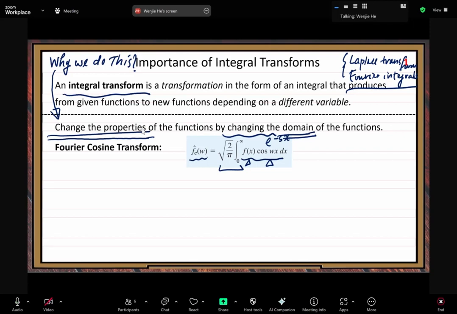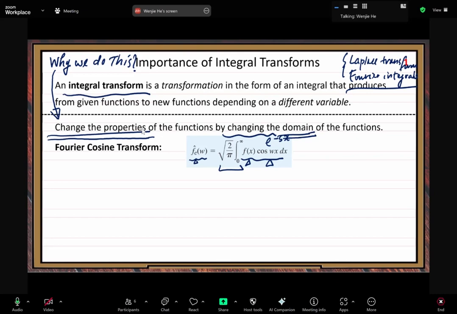That's the special notation for the Fourier transform, this little hat notation. But here we use the cosine version, so we put a little c. Later, when we move to the Fourier transform, we remove that little c. So it's a new function.